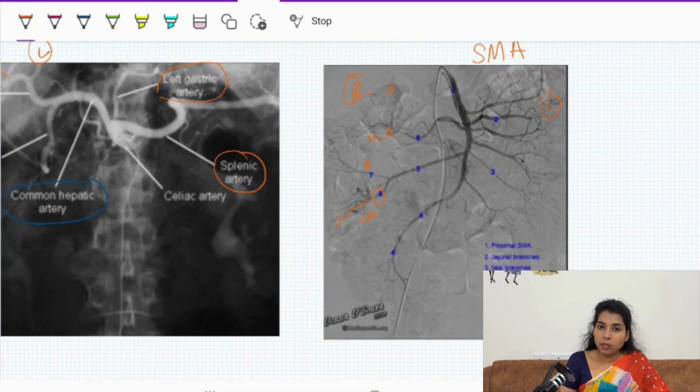Now that we understood the anatomy of the celiac as well as superior mesenteric artery, I'll just brief you about the inferior mesenteric artery. The inferior mesenteric artery majorly has three branches. What is left? We already have the middle colic. So what is left is the left colic. So it gives off the left colic, which is followed by the sigmoid. So we have a sigmoidal artery, and then you have the superior rectal artery.